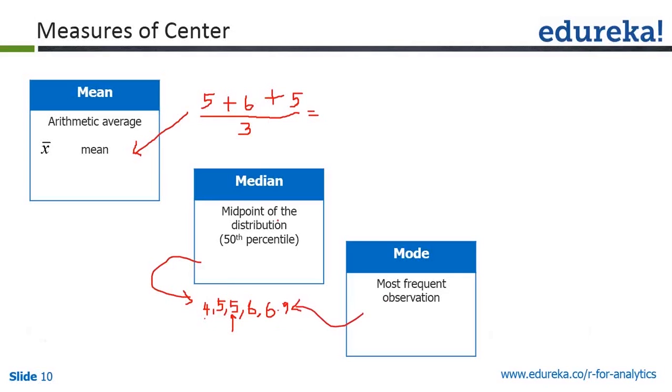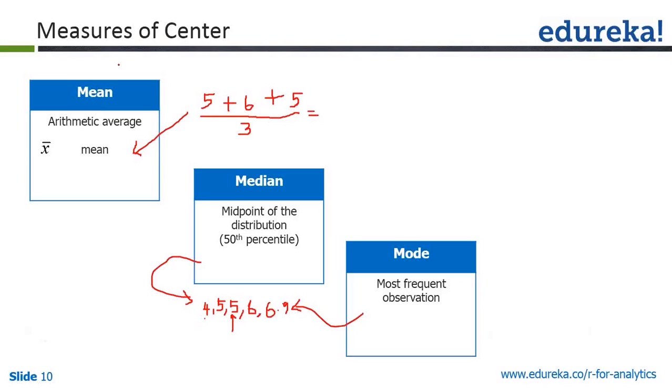So these are the three M's. First is mean: you take all these numbers, add them and divide by the total number of observations. Coming to median, you arrange these numbers and take the midpoint from all these numbers. That point is called the median. And coming to mode, you take the most frequent observation, the number which is occurring most of the time. That is called the mode.